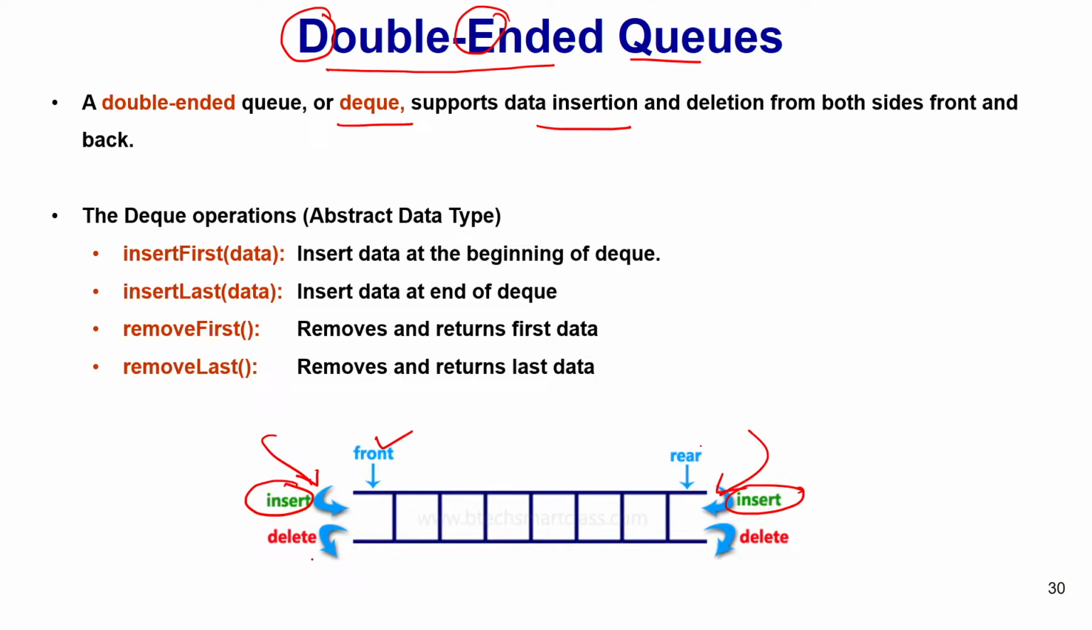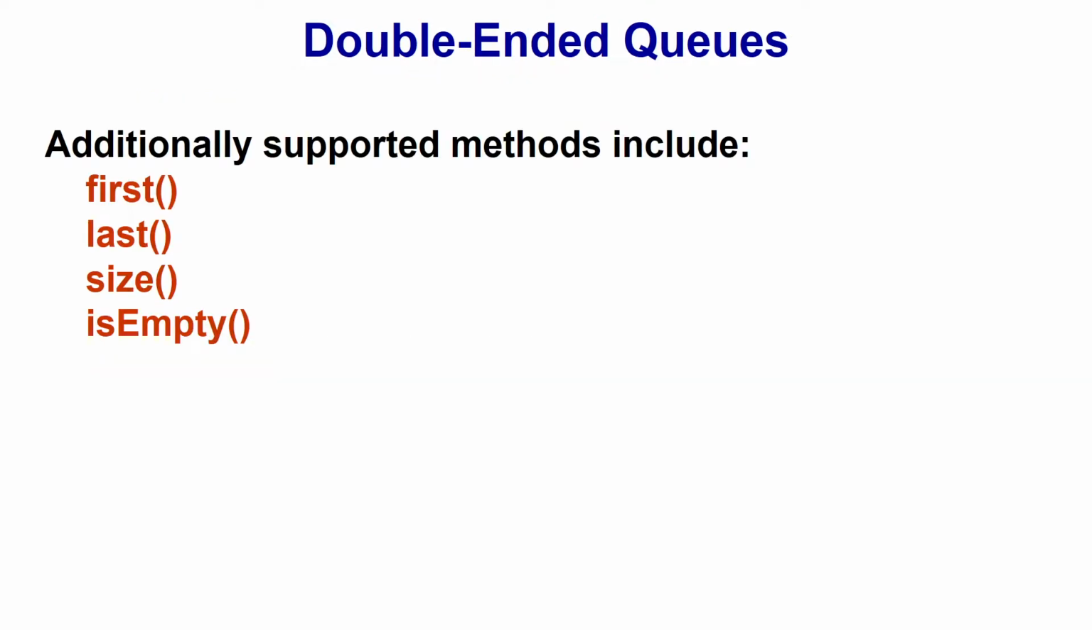We can delete data from both ends: delete the data from the front end, and delete the data from the back end by using the rear pointer. So we can do deletion and insertion at both ends in a double-ended queue. That is the advantage of a double-ended queue.